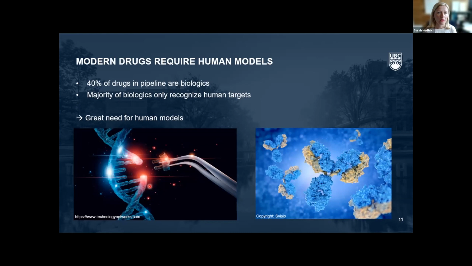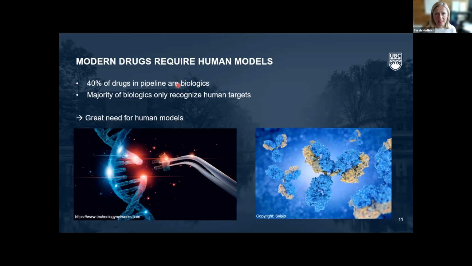There's another good reason why we urgently need human-based models, because we are in the phase of modern drugs. What I mean with modern drugs are things like biologics and antibodies. In fact, almost half of the drugs that are currently in the drug development pipeline are biologics. The majority of those biologicals only recognize human targets, which means that if I want to test their efficacy and safety in an animal model, I need to modify the biological, sometimes quite significantly, in order to make it usable in an animal-based setting.